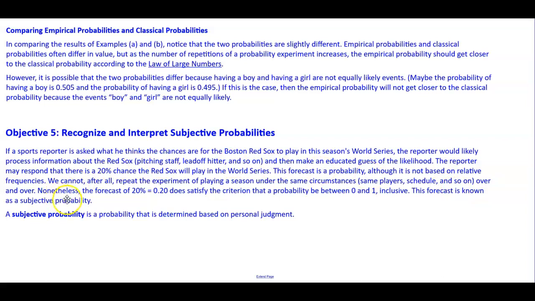Nonetheless, the forecast of 20%, which is equal to 0.20, does satisfy the criterion that a probability be between 0 and 1 inclusive. This forecast is known as a subjective probability. A subjective probability is a probability that is determined based on personal judgment.